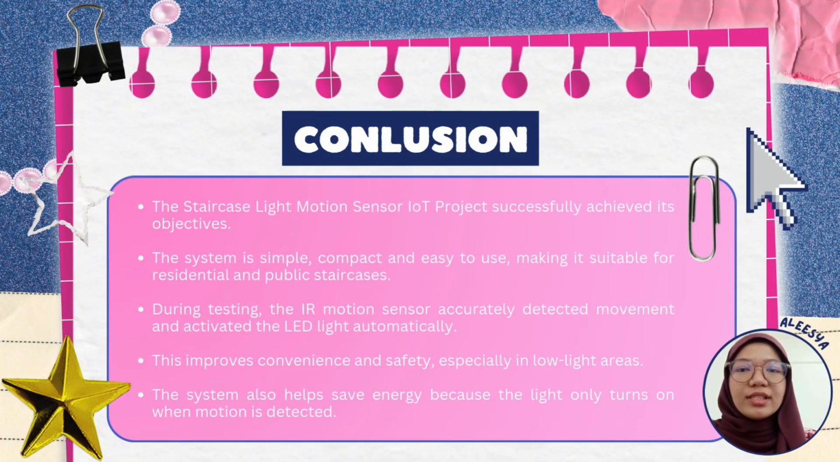The staircase motion sensor IoT project successfully met its objectives. The system automatically turns on the LED when motion is detected, improving safety, convenience, and energy efficiency in low light areas. It reduces the need for manual switching and operates reliably when powered. However, the IR sensor's range and sensitivity can be affected by environmental factors, and the current LED may not provide sufficient brightness for the real staircases.